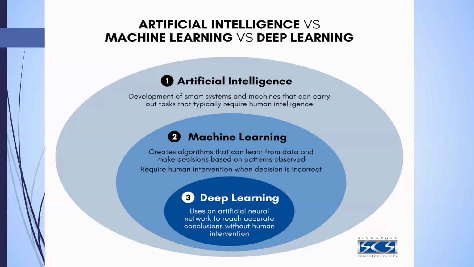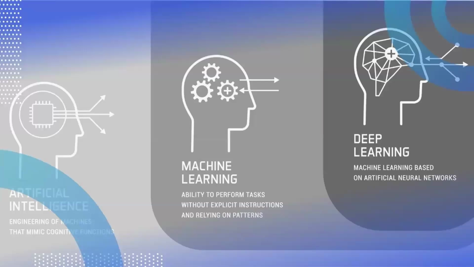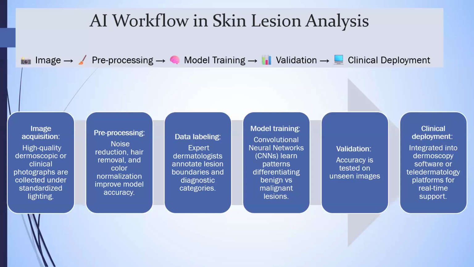So you have to develop smart systems and machines that can carry out tasks that typically require human intelligence. And then machine learning creates algorithms that can learn from data and make decisions based on the patterns. All these patterns have to be learned: the vascular pattern, the pigment pattern, the reticular pattern, everything observed. And it requires human intervention when a decision is incorrect. And then deep learning, where you use an artificial neural network to reach accurate conclusions without human intervention. So the AI just has to mimic our cognitive function, and then machine learning should be there, and the deep learning.